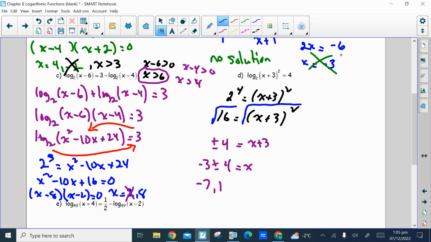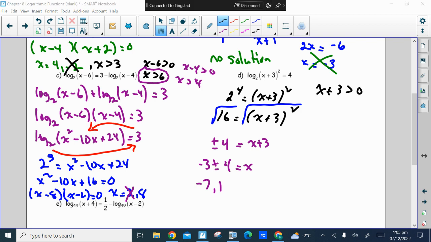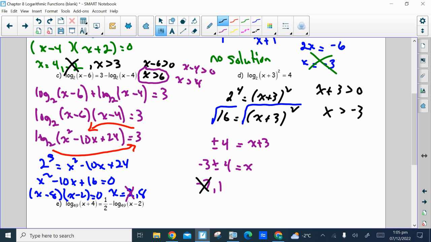But we have a restriction here, and that is that the x plus 3 has to be greater than 0. So x has to be greater than negative 3, which eliminates the negative 7.